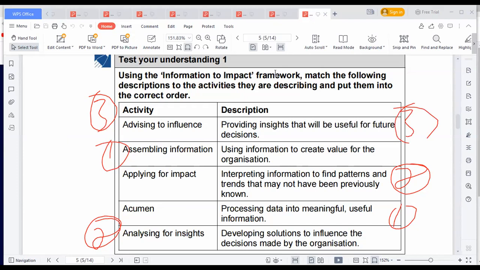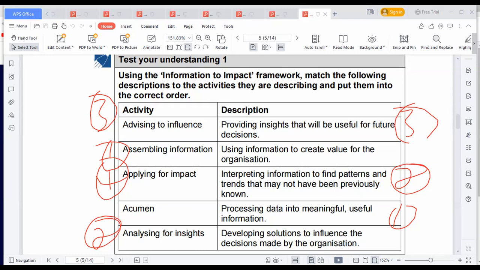And then the next one is what? Applying for impact. Applying for impact, which one do you think? So that is developing solutions to influence the decisions made by the organization, all right?